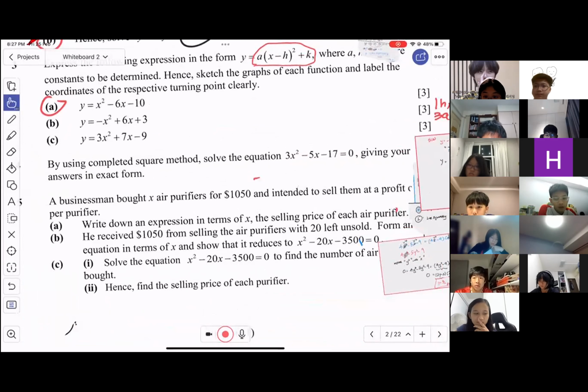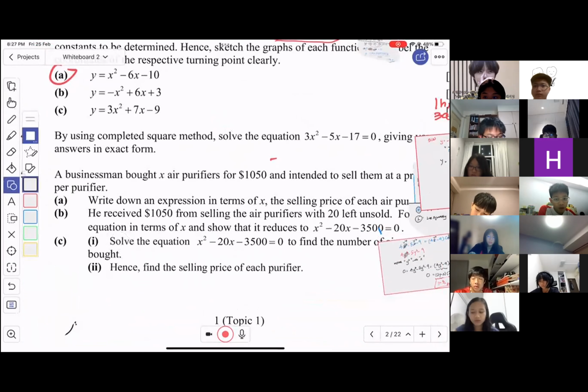So next I will go to 3C. Quick check, may I know which student asked for 3C? So that I can make sure you are following me.